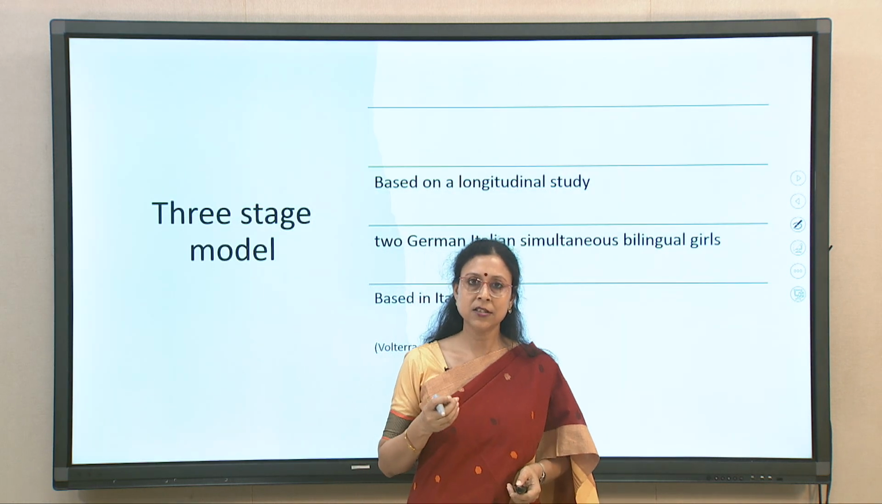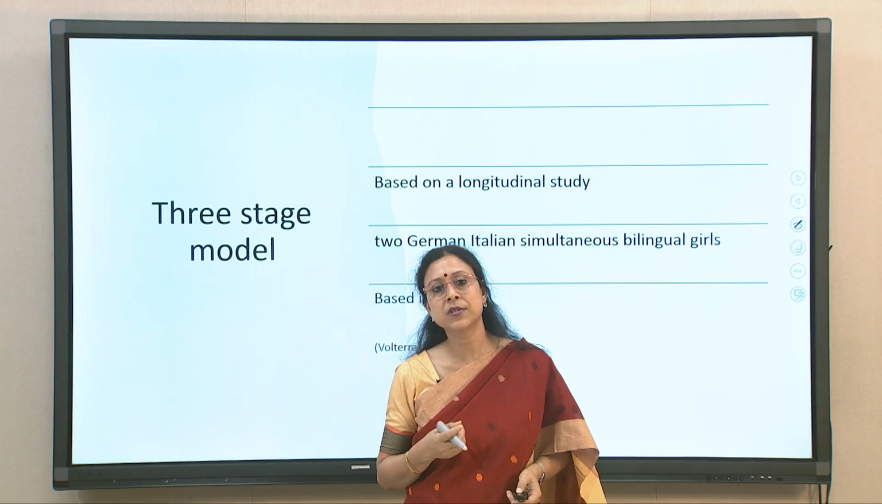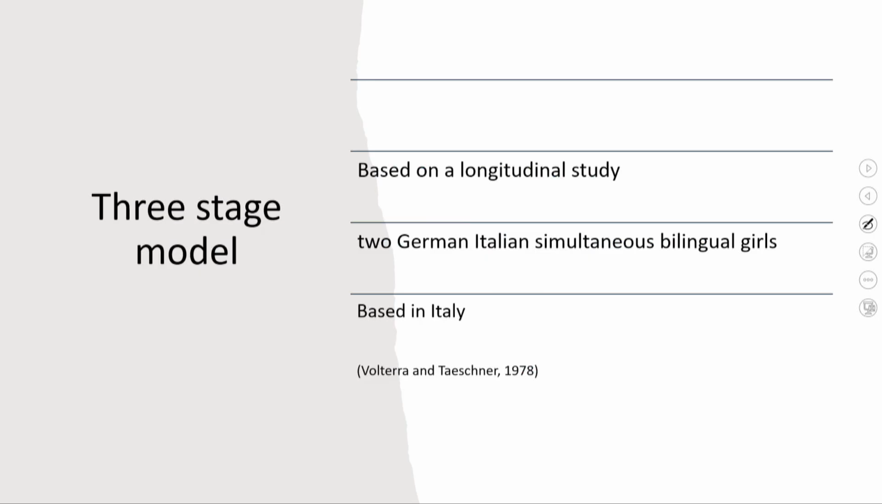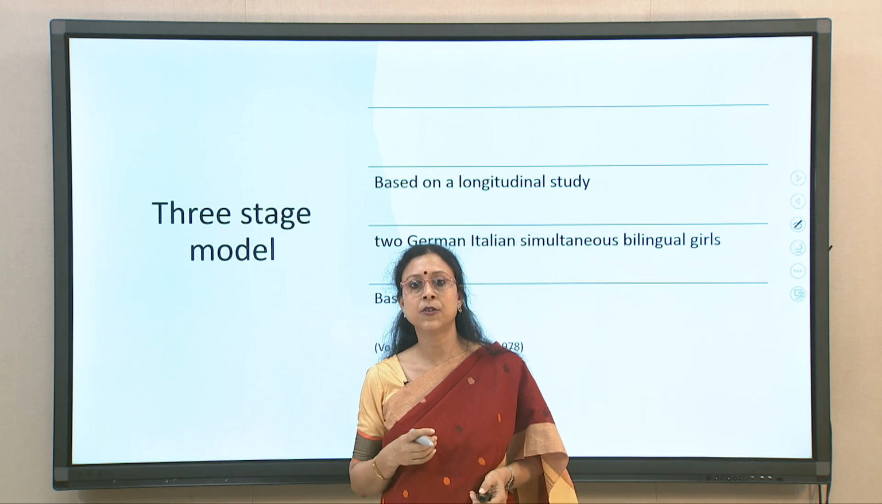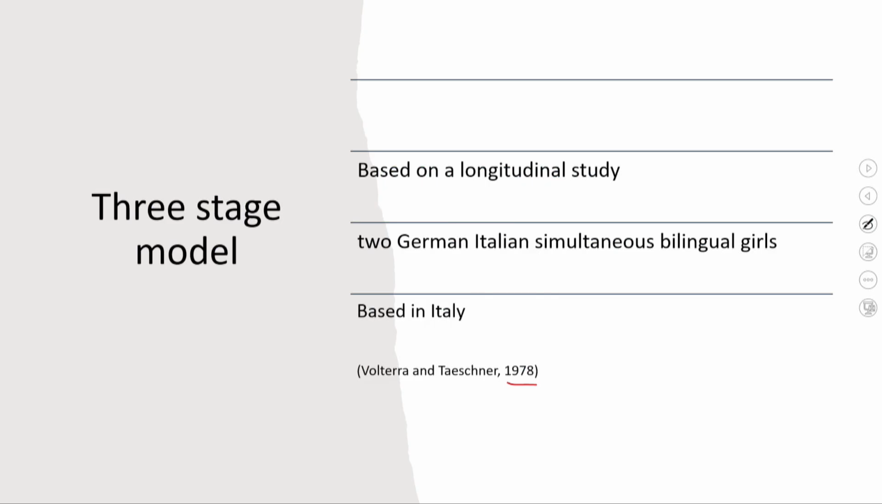So, on the basis of this, they proposed the 3-stage model, which goes back all the way to 1978, Volterra and Taeschner's proposal, which was quite popular, and later on of course, it was refuted, but it was very popular at that time. The entire thesis was based on a longitudinal study of two German-Italian simultaneous bilingual girls. This study was based in Italy.